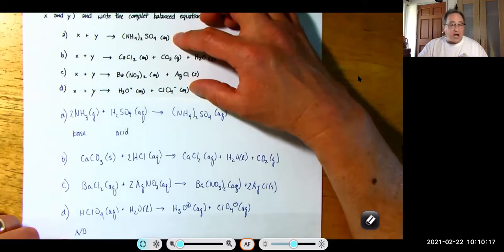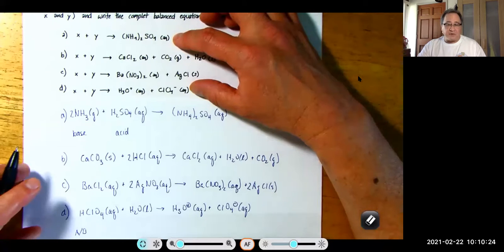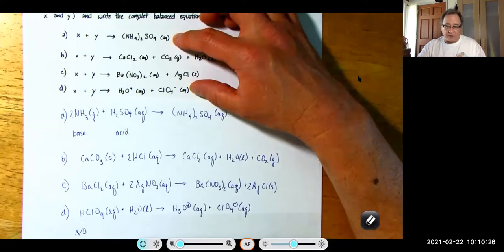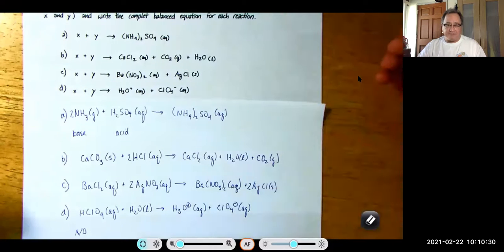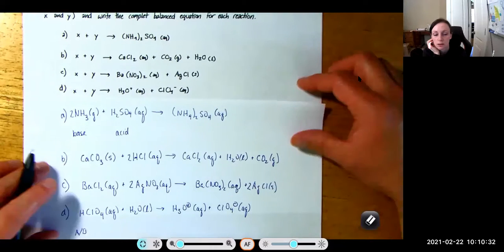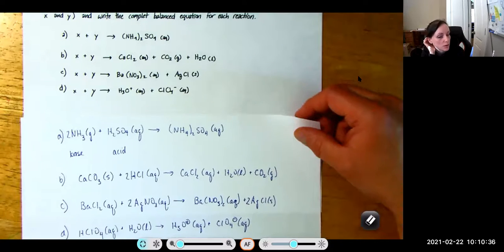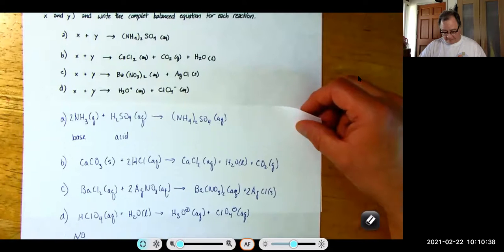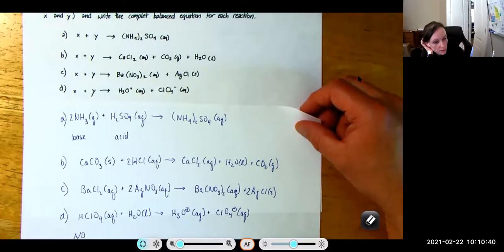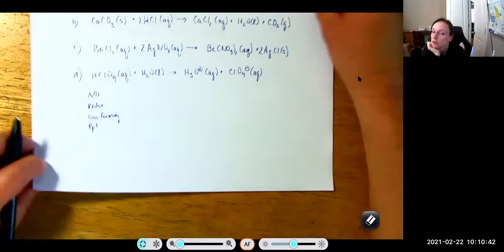Now, why would I not choose redox for either of these? The answer is, I don't see a pure element in the formula, so I don't think it's redox. So that's why I went with acid base. That's the reasoning I applied here. For letter D, for an acid base, wouldn't we have a water and a salt?